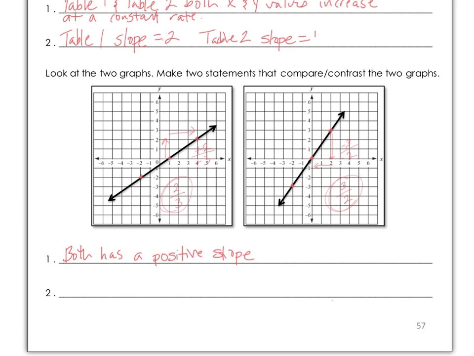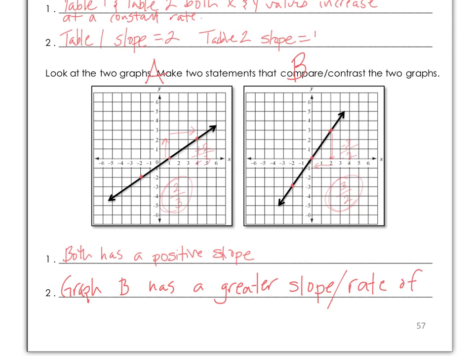So we'll call this graph A. This gets to be graph B. And I will say graph B has a greater rate of change, or you could put a greater slope. Maybe we'll just put all that on here. Slope / rate of change.